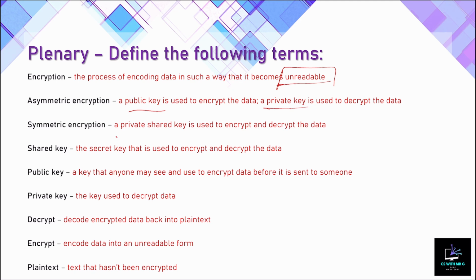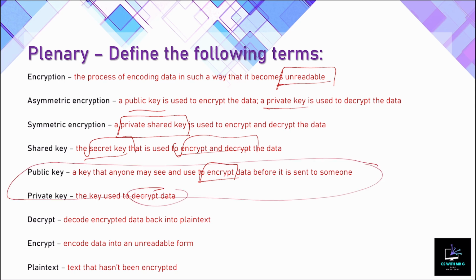Symmetric, the private shared key is used to encrypt and decrypt. The shared key, a secret key, is used to encrypt and decrypt. Public key, a key that anyone can see, and it's used to encrypt the data before it's sent to somebody else. And then the private key is used to decrypt the data. So these two relate back to asymmetric.